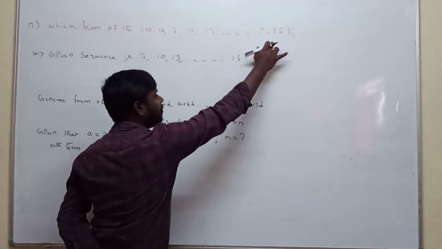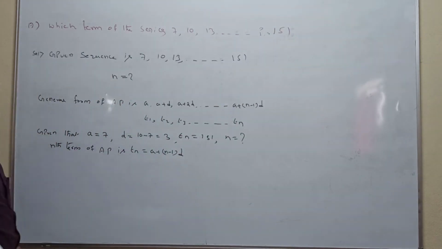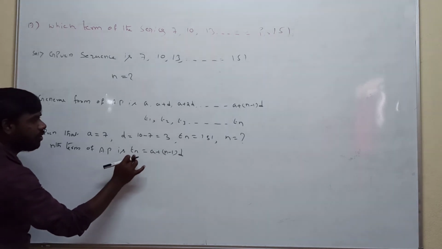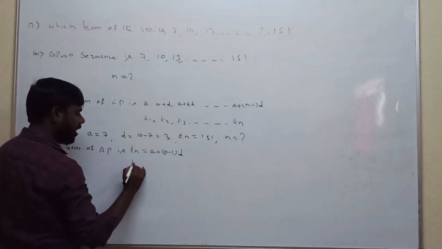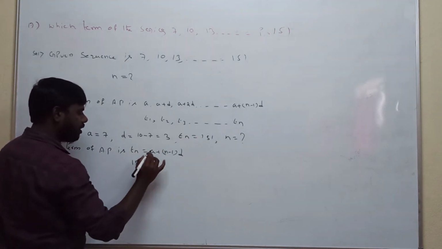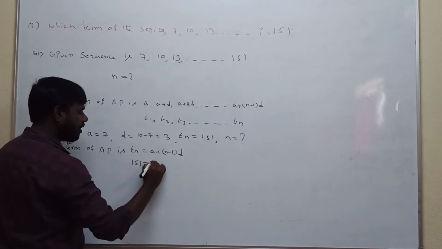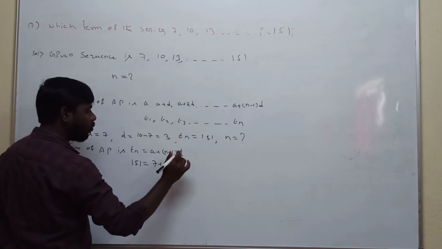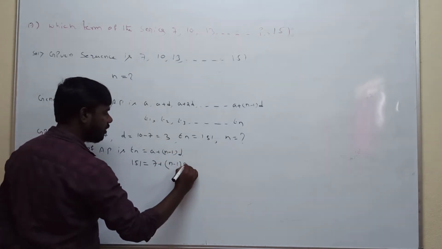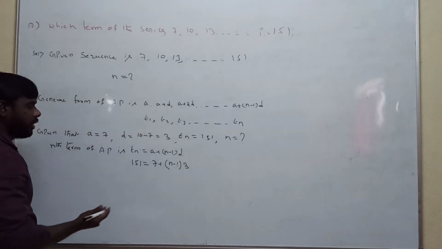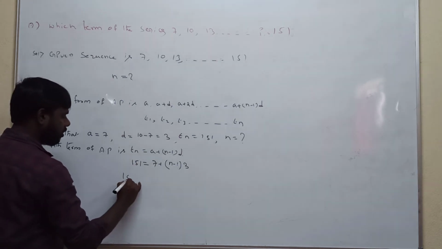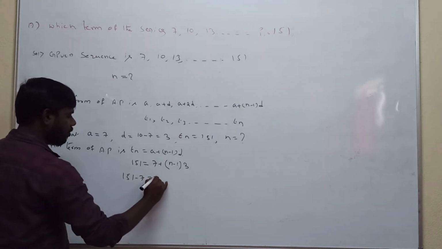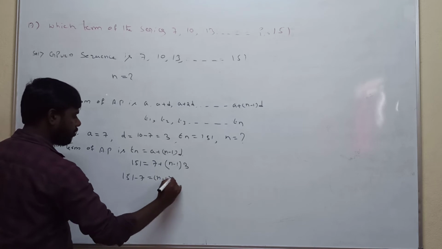You don't know which term 151 is. That's why you don't know the nth term, and that's why you have to calculate the n value. What is the Tn value? Tn value is 151. What is the a value? a value is 7. The n value we don't know, to calculate, so we write it as it is. What is the d value? d value is 3. Now, taking the a term to one side, plus 7 to the left hand side: 151 minus 7 is equal to n minus 1 into 3.